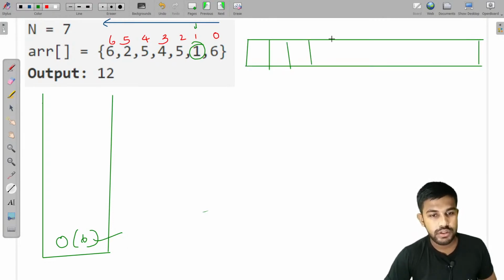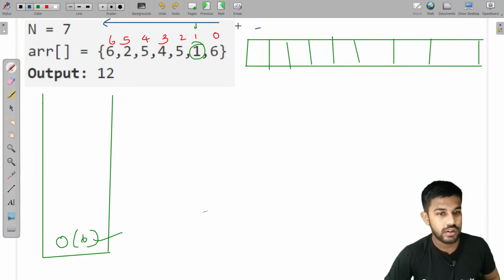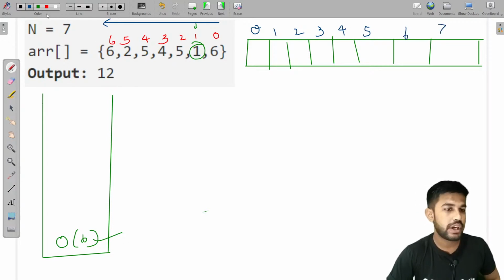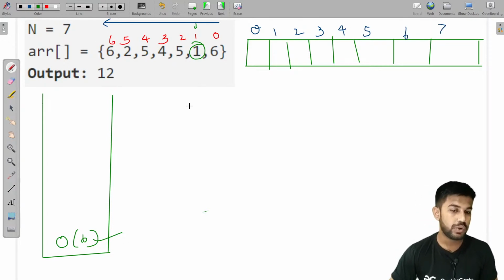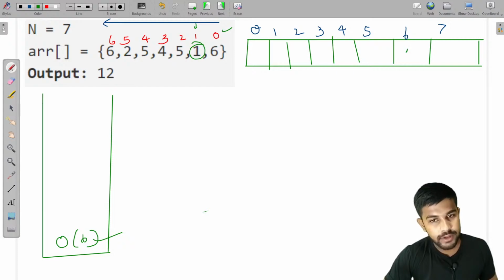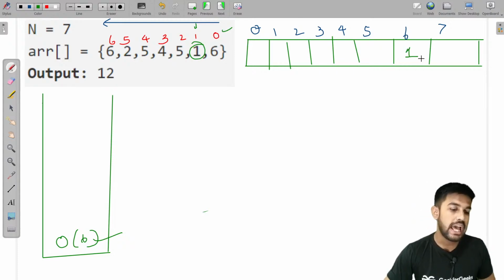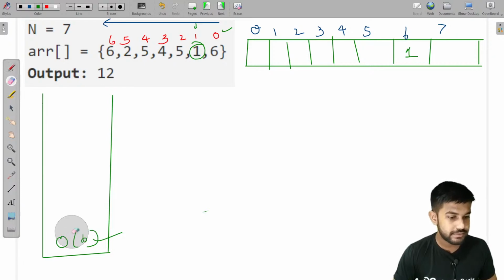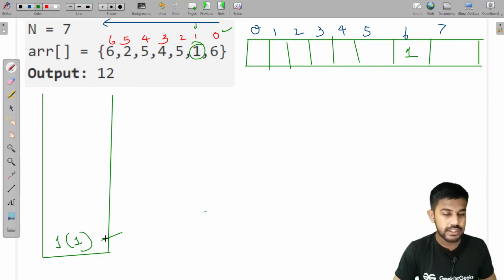1, 2, 3, 4, 5, 6, 7. Just mark the indexes 0, 1, 2, 3, 4, 5, 6 and 7. Now we know that for 6, the next smaller element on the right hand side is 1. So we would just write 1 here, and we would pop out this 6. Then we would insert 1 in the stack, and the element in brackets is also 1.